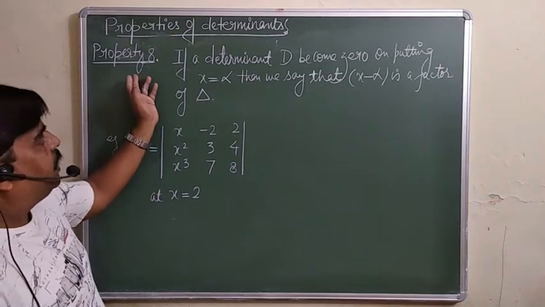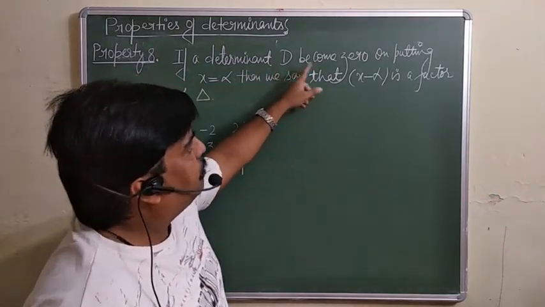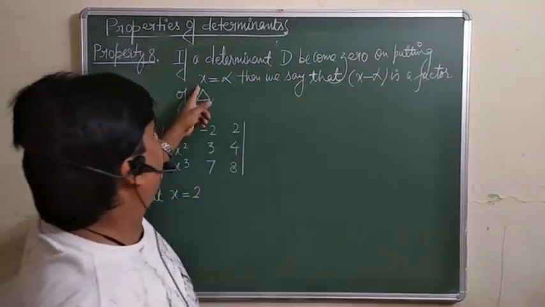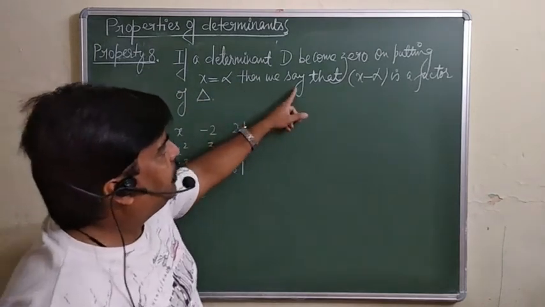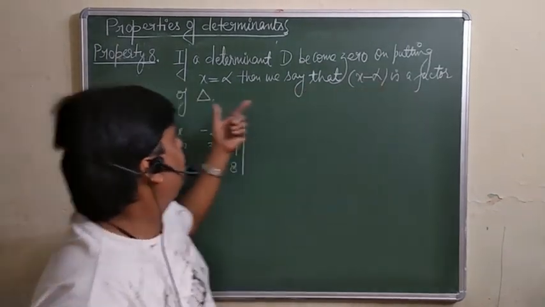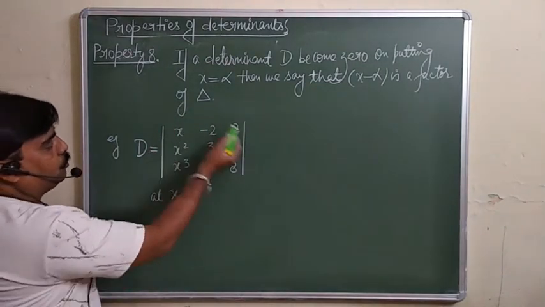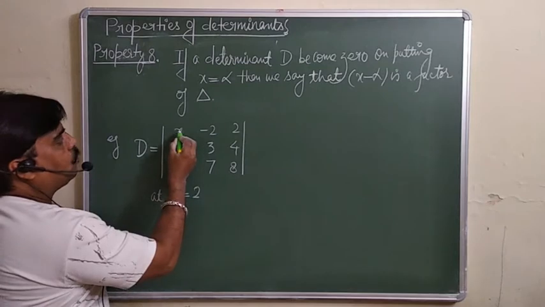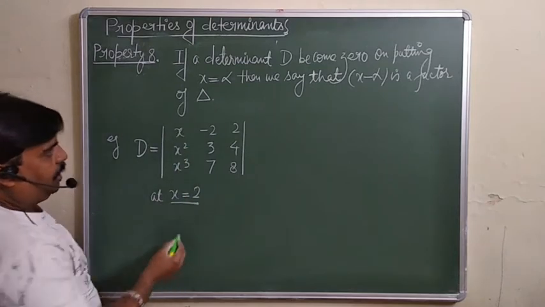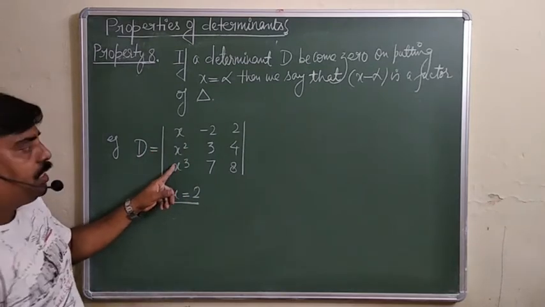Okay, now property 8 is: if a determinant becomes 0 on putting x equal to alpha, then we can say that x minus alpha is a factor of the given determinant. Just as an example, suppose this is your determinant. If you put the value of x as 2 here, what will you get?